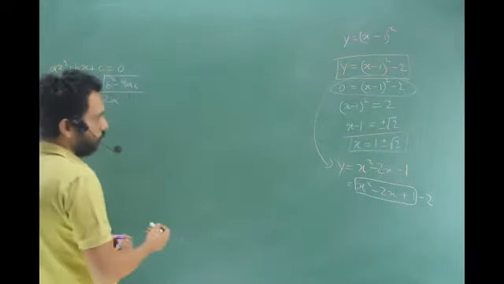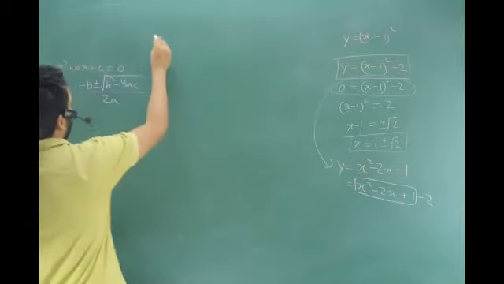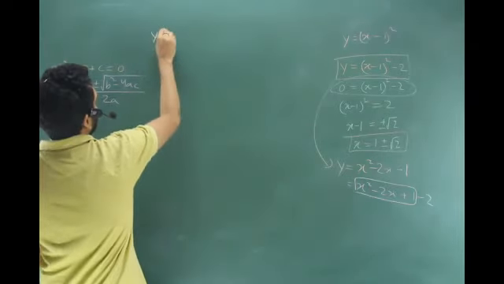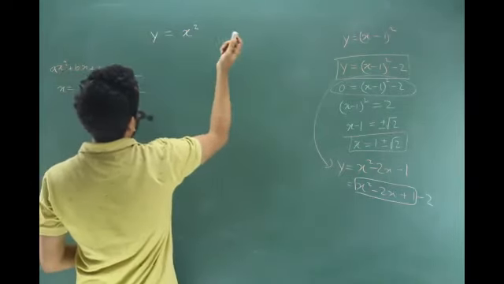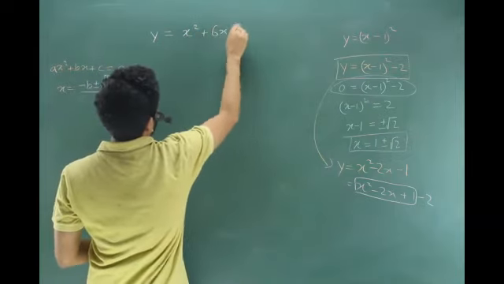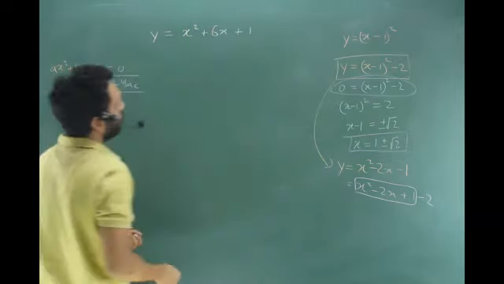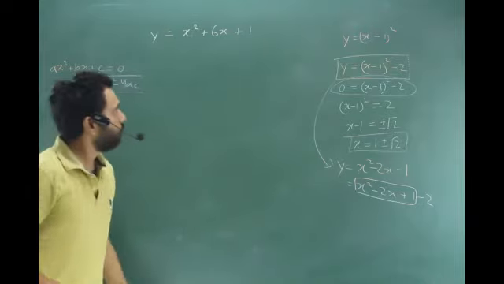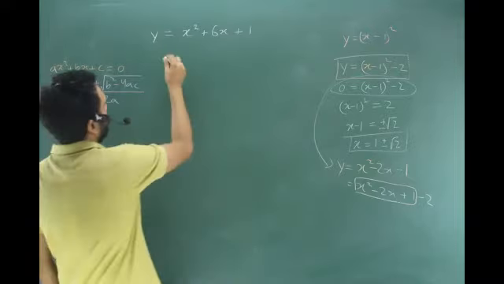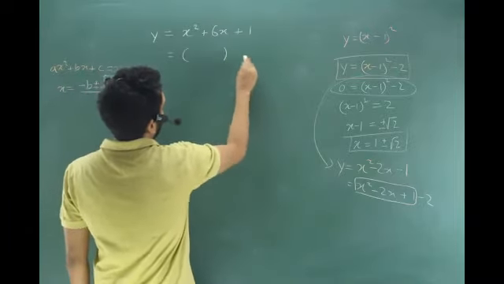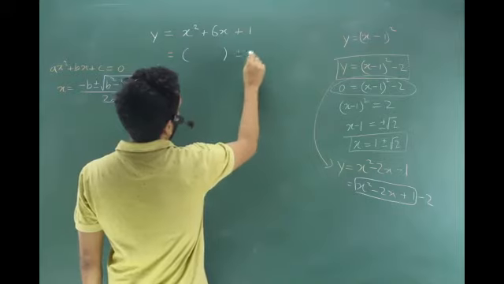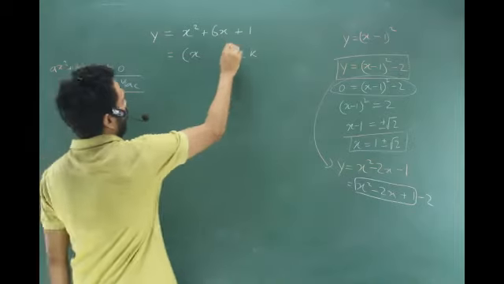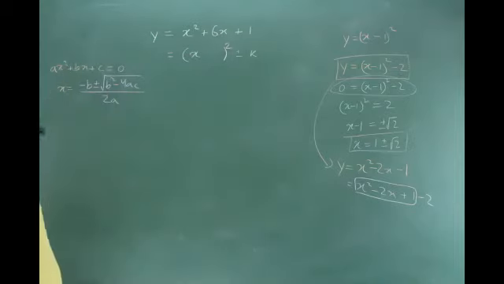So particularly for the ones who have not done completing the square before, do this one. I'll give you a very easy one. Do it fast. How to have it in the format of x plus or minus something whole square and a constant.